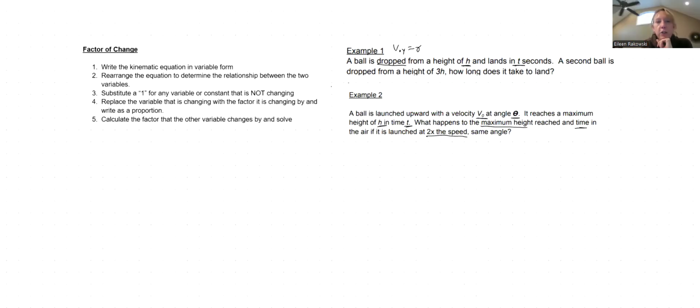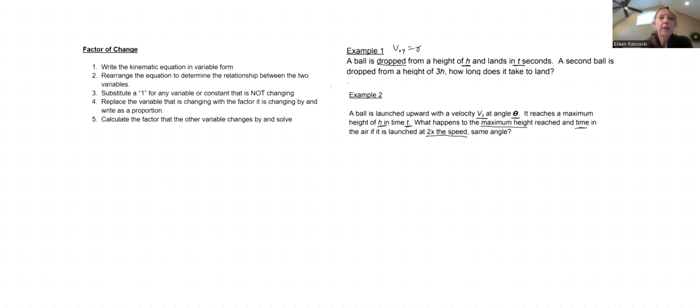So today I'm going to show you how to use the factor of change for the kinematic equations. So we'll look at example 1. A ball is dropped from a height of h and lands in t seconds. A second ball is dropped from a height of 3h. How long does it take to land?